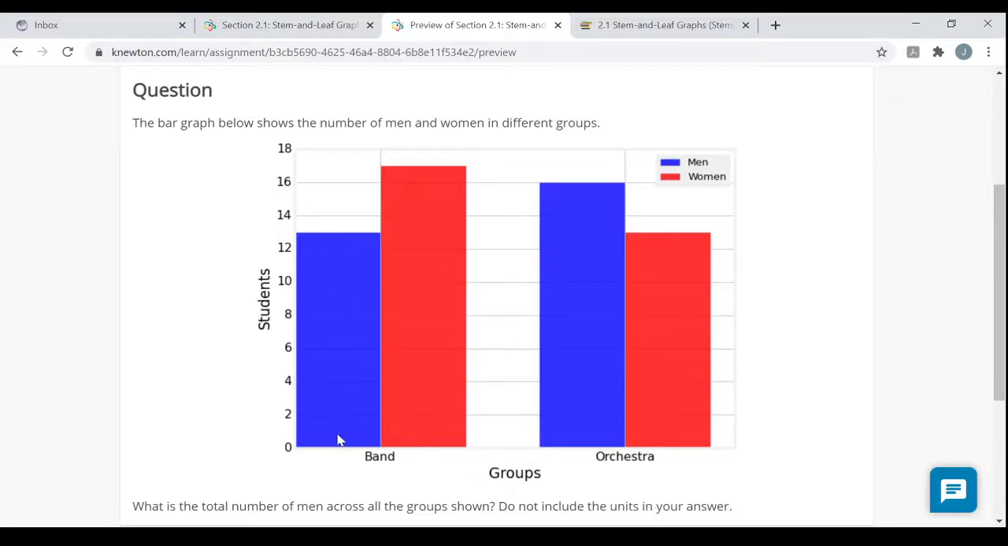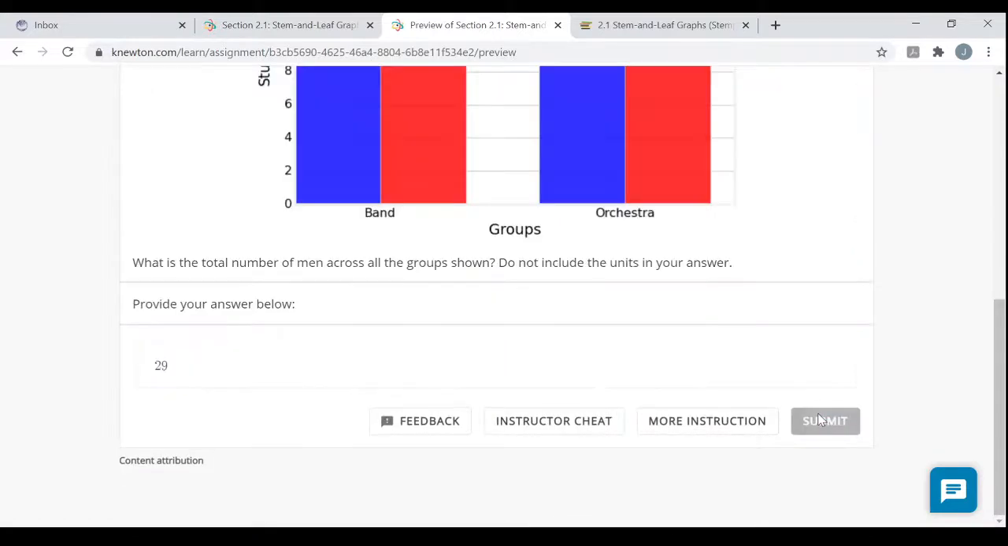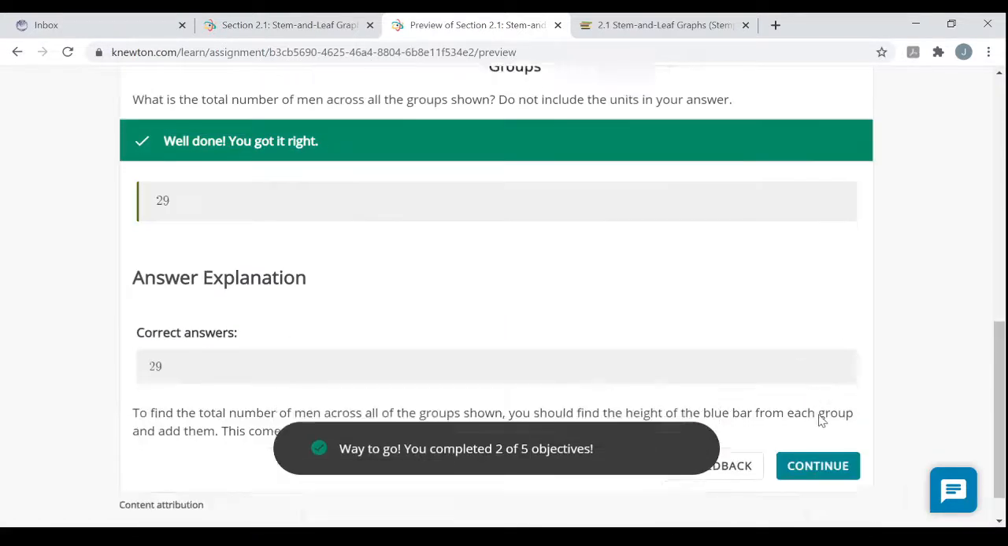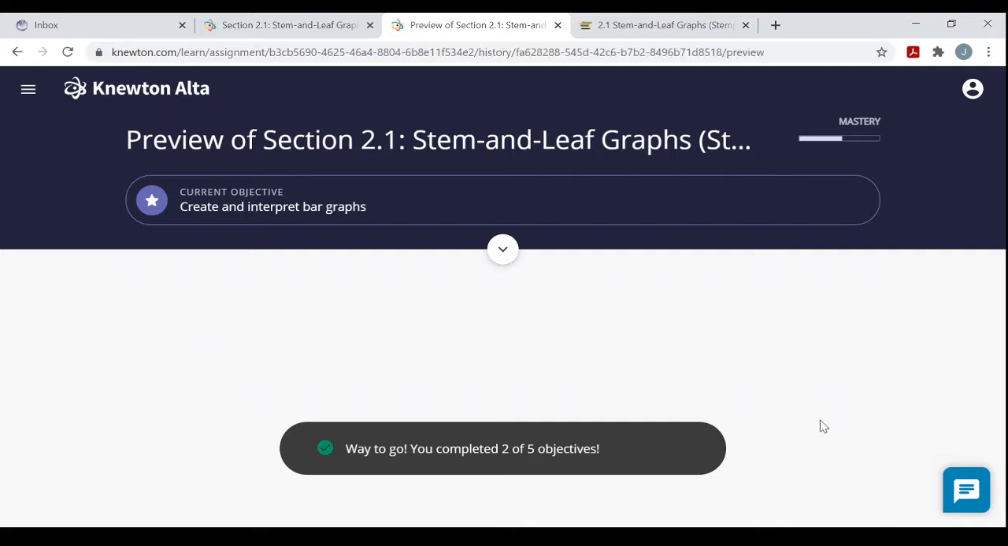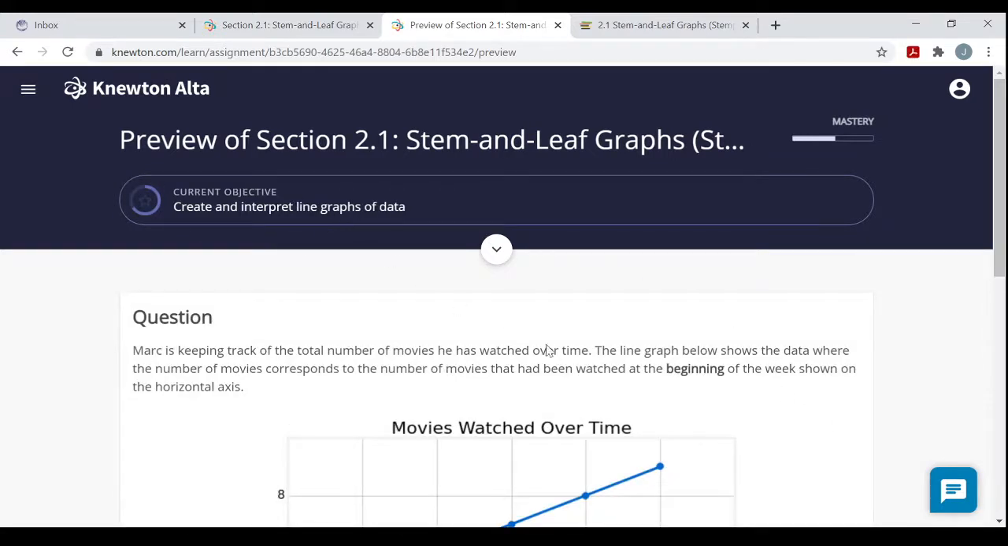So men is the blue bar. So there are how many in band? How many men in band? 13. And how many men in orchestra? 16. 13 plus 16, 29 total men represented by this bar graph. All right, so 2 of the 5 objectives, wonderful. All right, back to line graphs.